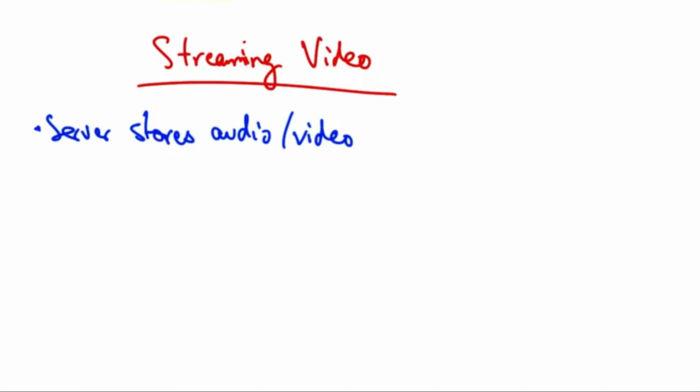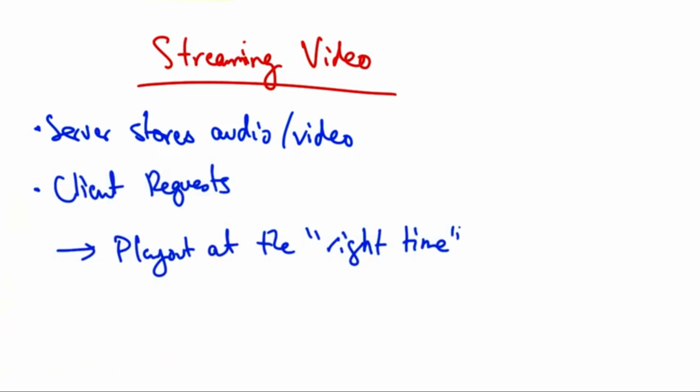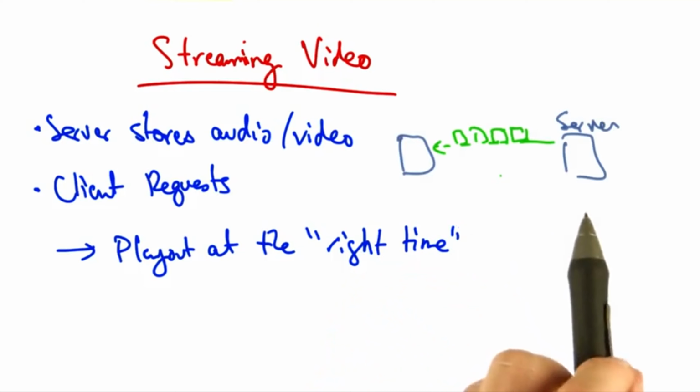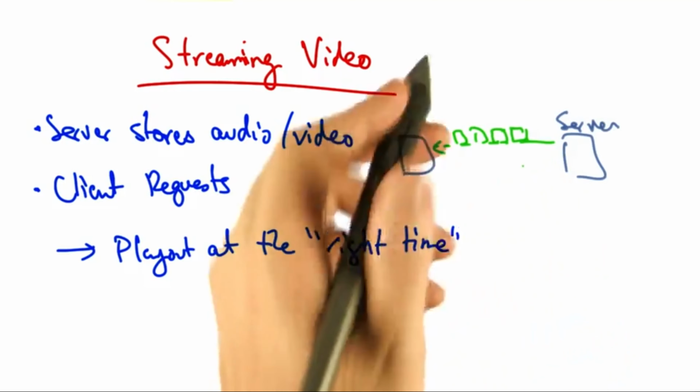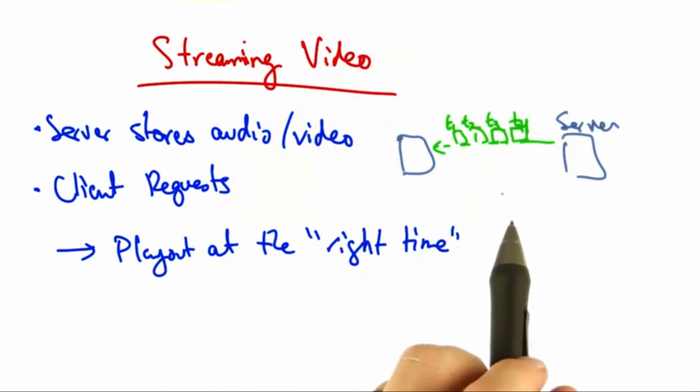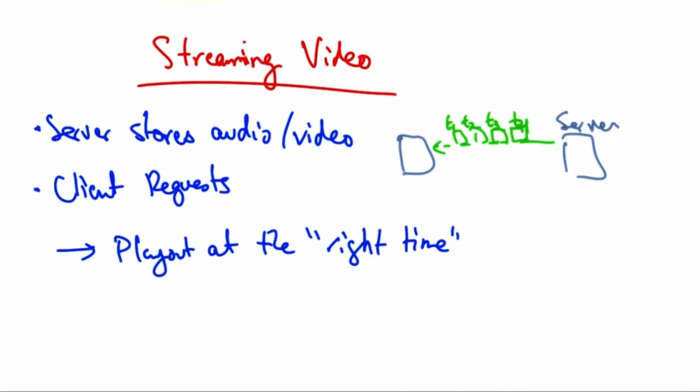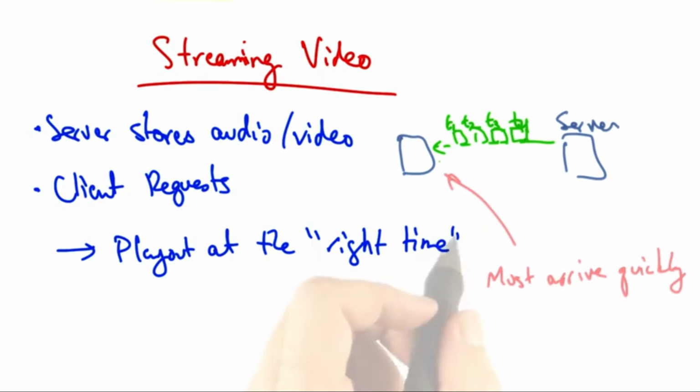In a streaming video system where the server streams stored audio and video, the server stores the audio or video files, and the client requests the files and plays them as they download. And it's important to play the data at the right time. The server can divide the data into segments and then label each segment with a timestamp indicating the time at which that particular segment should be played, so the client knows when to play that data. The data must arrive at the client quickly enough, otherwise the client can't keep playing.